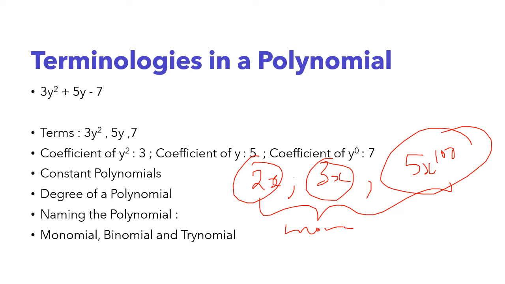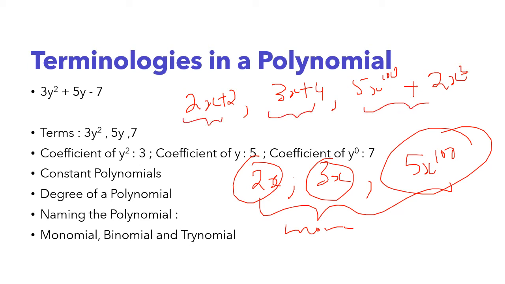At the same time, if I'm having 2x plus 2 or 3x plus 3 or 3x plus 4 or 5x to the power 100 plus 2x to the power 2 or 2x to the power 3, there are two terms in each of these polynomials, right? So if there are two terms, we call them binomials.